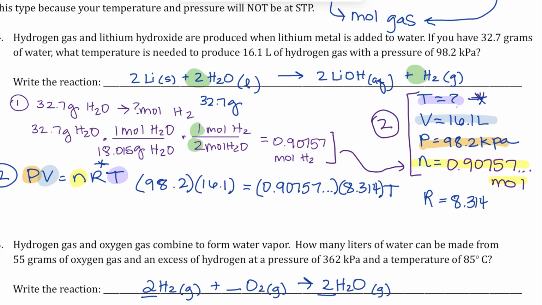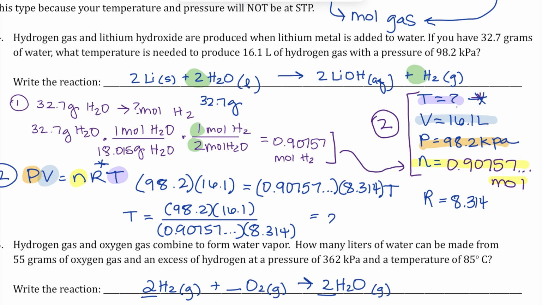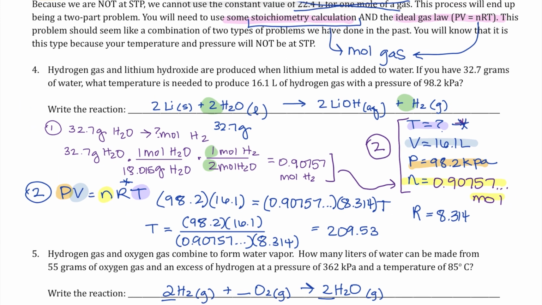I usually will just leave these exact, and then when I go ahead and find my temperature, I'm going to be taking that 98.2 times 16.1 divided by that 0.90757 times that 8.314. We do have to make sure we're dividing by both of these, so make sure you give that a try in your calculator. And I get out 209.53.